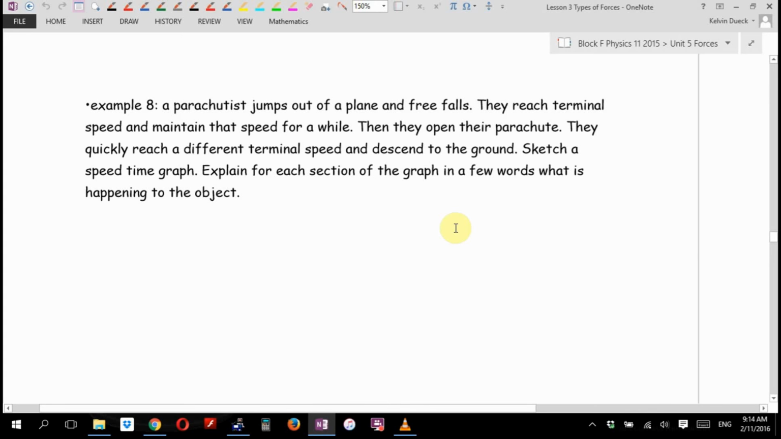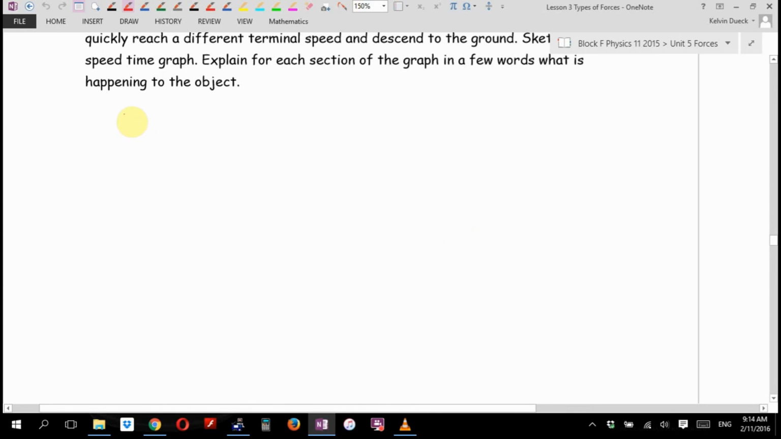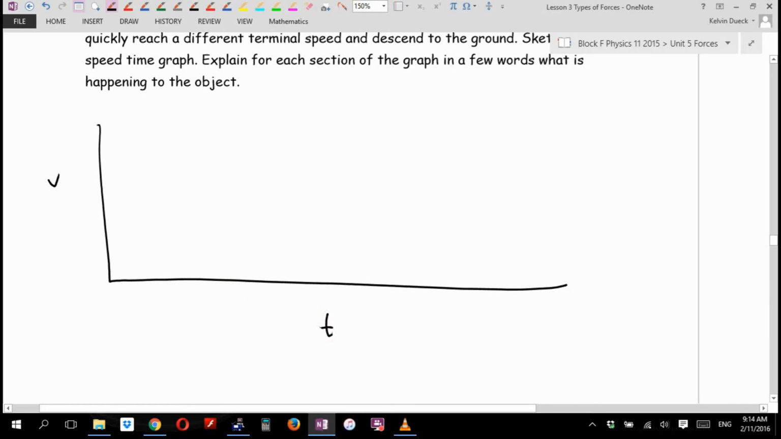By the way, the reason I said terminal speed and not terminal velocities, what direction was my velocity when I jumped out of an airplane? Down, which would be negative, and I don't want to draw a negative graph. So we're just going to look at the speed. How big? Okay. Sketch a speed versus time graph. Okay. Here's our graph. Speed versus time. And really, Alicia, we're talking vertical speed.